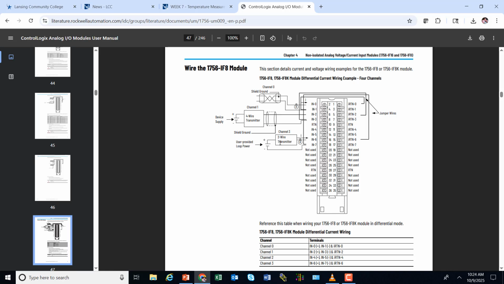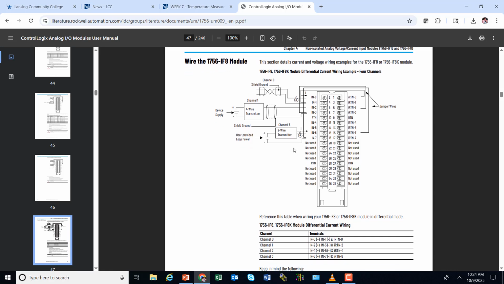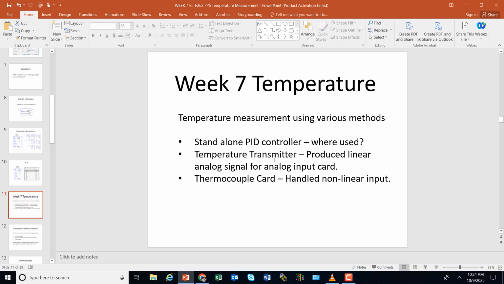4-wire transmitter, 2-wire transmitter. You're going to take a look at these different modules, and you can download the Compact Logix modules. You can download the remote Ethernet IP module to get these connected into here, to be sure that they're going to do what you want to do, right? But yeah, we'll talk about that. That'll produce a linear signal, the little transmitter.